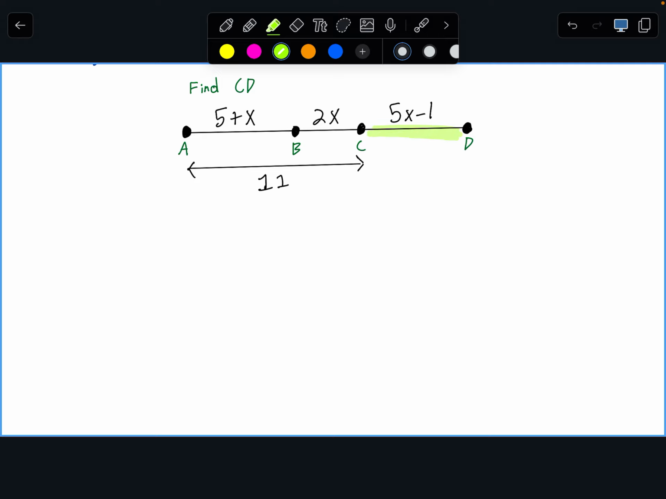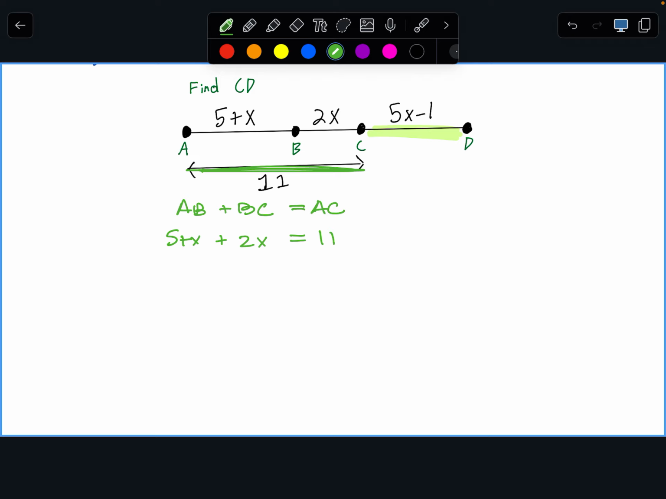But it's not related to anything else that I'm given. It is kind of related to this, but those are all variables, so that's not helpful. But what I can see is that AB plus BC equals AC, because AC is this line right here. So now I can substitute. It doesn't get me what I'm looking for yet, but maybe it gets me there. So AB is 5 plus x, and BC is 2x, and together that equals 11.